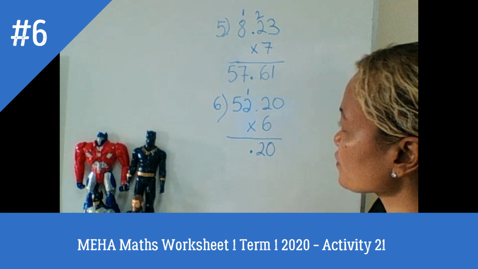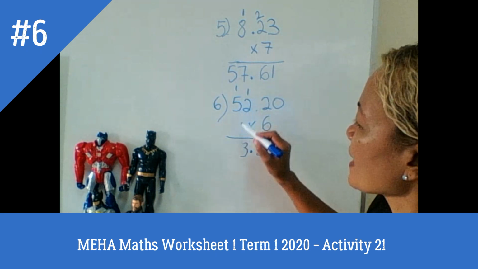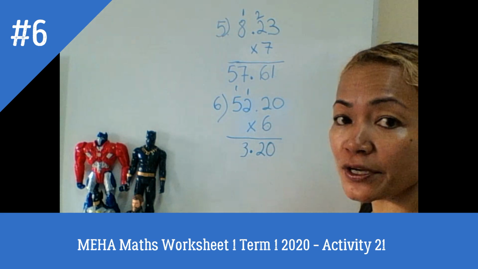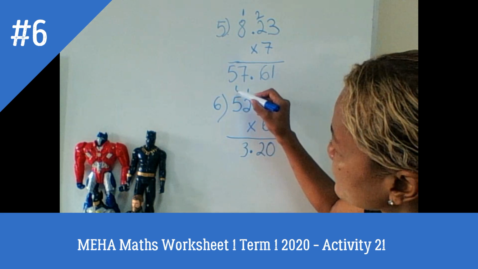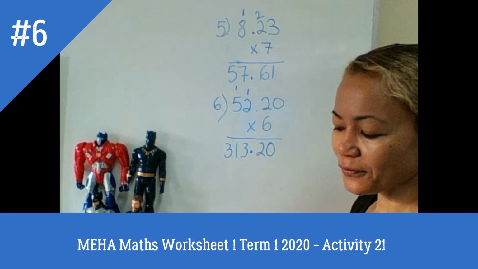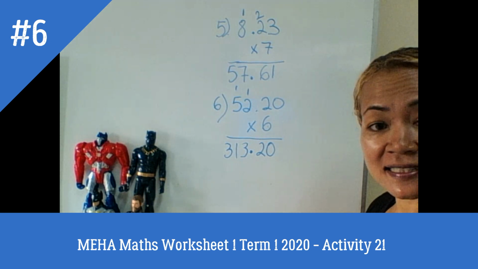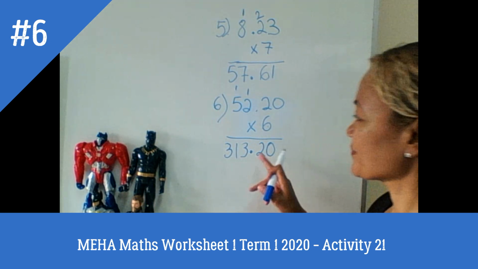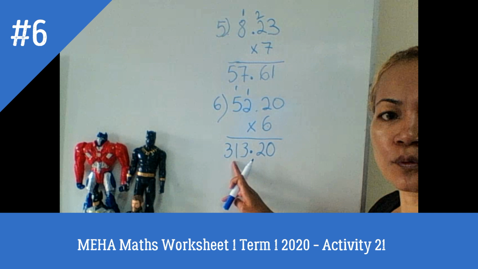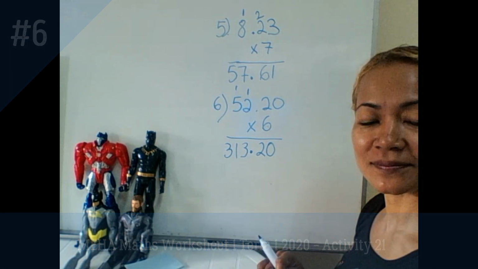2 times 6, 12, plus 1 is 13. 3, carry 1. 5 sixes are 30, plus that 1 that's been carried over, 31. 313.20. And that's the last one. What's the answer, Abijah? 313.20. All right.